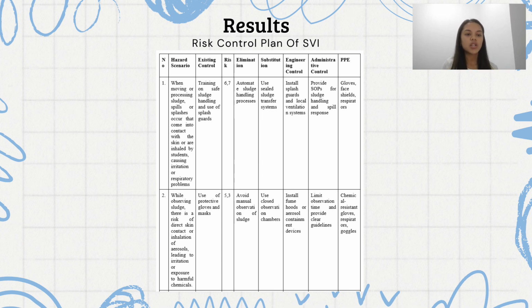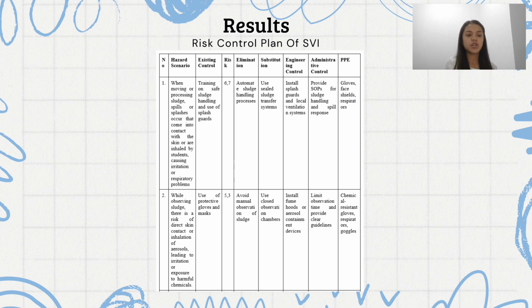Conversely, SVI-related hazards concentrate on the dangers that arise from handling sludge. Training on safe handling and the use of splash barriers are necessary because spills or splashes during sludge movement might result in skin contact or inhaling of hazardous materials. Sludge management procedures should be automated, sealed transfer systems should be installed, and local ventilation systems should be installed.